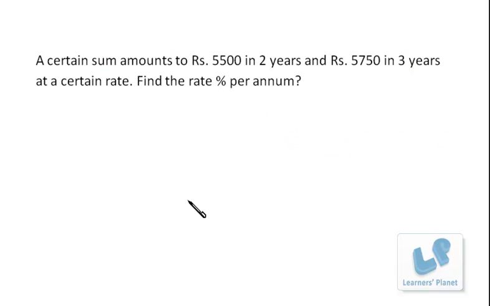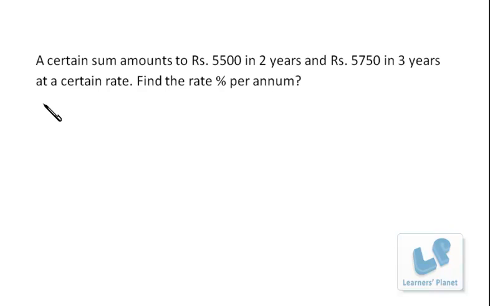Now, let's have a quick recap of a concept which we discussed in the last session. A certain sum amounts to rupees 5,500 in 2 years and rupees 5,750 in 3 years at a certain rate. Find the rate percent per annum. We have discussed this type of problem in our last session.